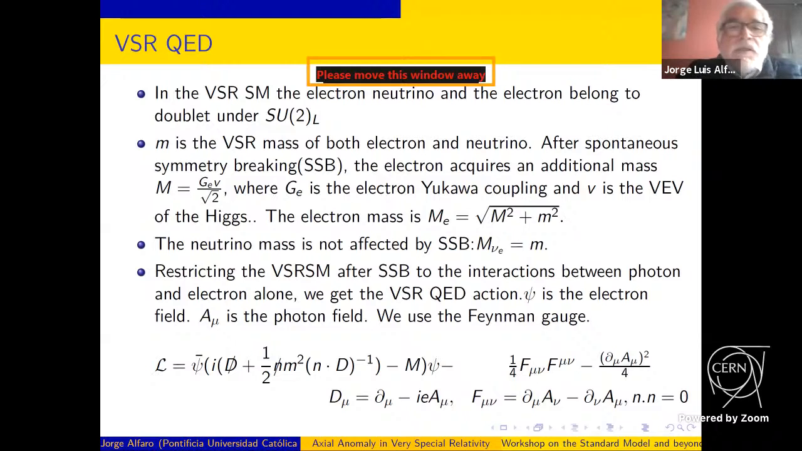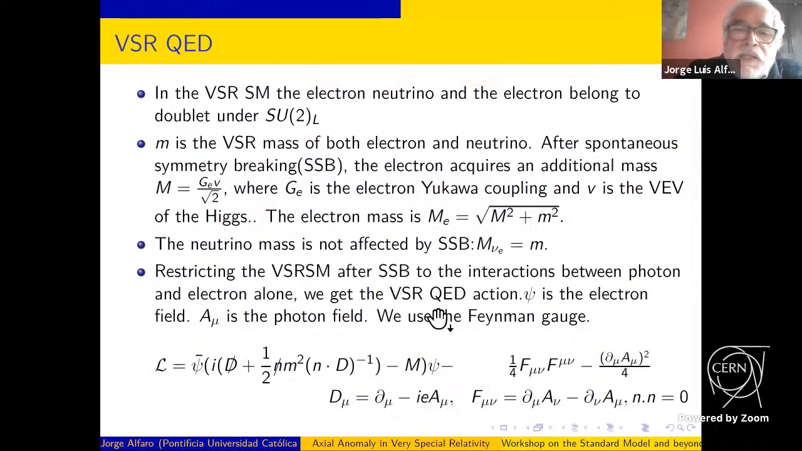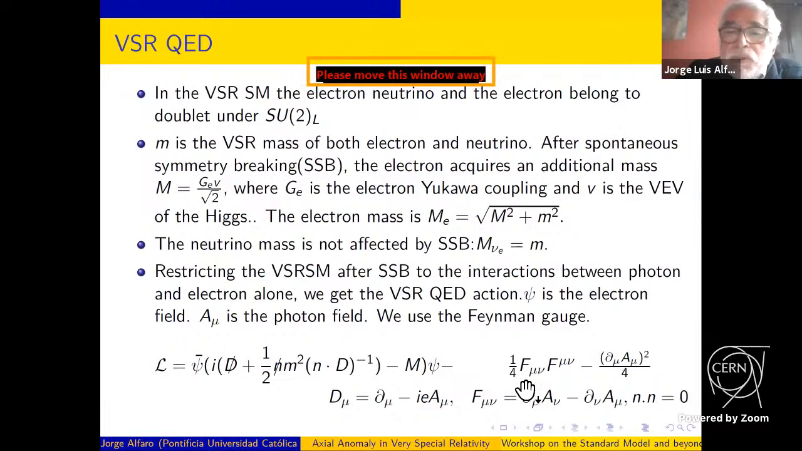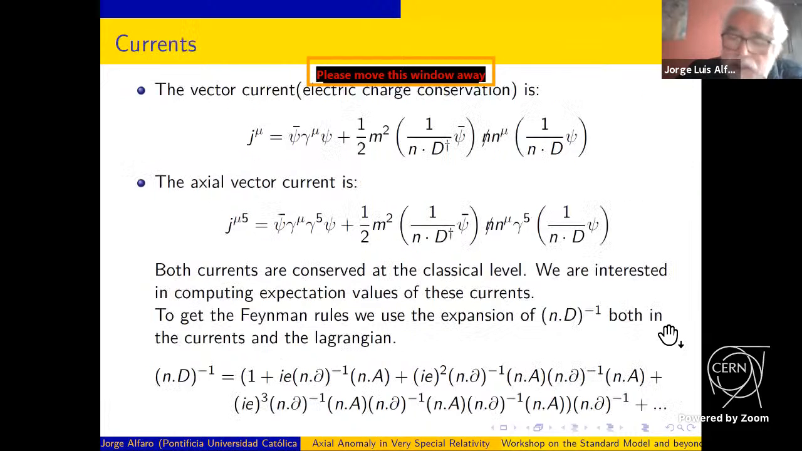So restricting the Very Special Relativity standard model after spontaneous symmetry breaking to the interaction between photon and electron alone, we get the VSR QED action. Psi is the electron field, and A mu is the photon field. And we use the Feynman gauge in our computation. So this is the Lagrangian. This is the Lagrangian for the photon, and this is the gauge fixing.